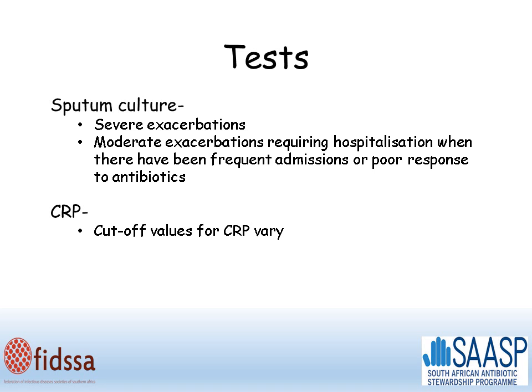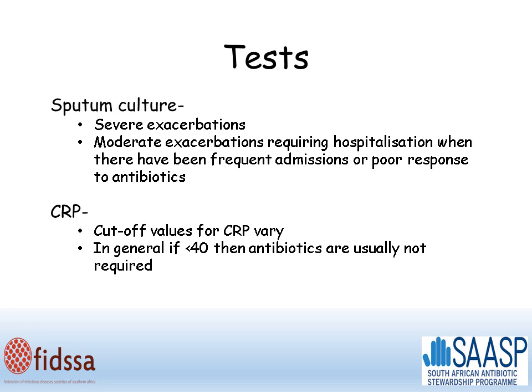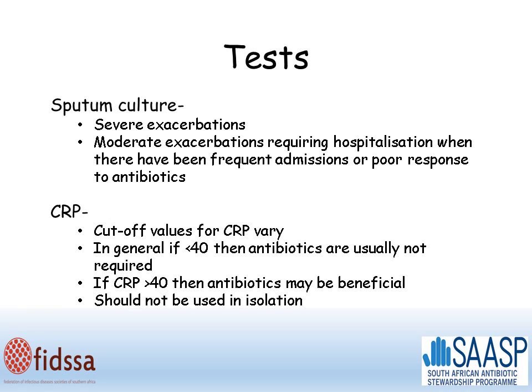CRP has been used to try and determine which patients with acute exacerbations of COPD require antibiotics, and different cutoff values for CRP have been used. In general, if the CRP is less than 40, then antibiotics are not going to be required. And if the CRP is greater than 40, then antibiotics may be beneficial. But it's important that you don't use CRP in isolation and take into account the severity of the COPD itself and the clinical condition of the patient.